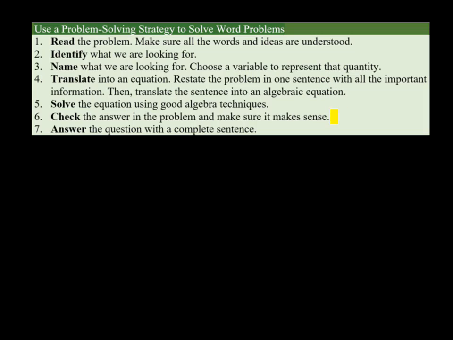And the last step is quite easy. You write the answer to the equation with a complete sentence. So, for example, if you were looking for the cost of a meal before taxes, then you would say, for example, the cost came out to be $15. I'm taking an example here. You would say the cost of the meal was $15 before taxes. So it's a complete sentence when you write the answer and not just $15.